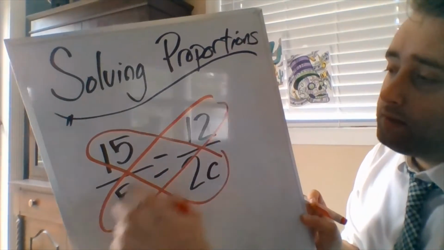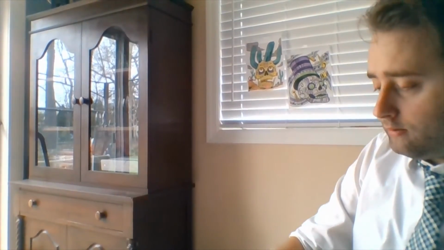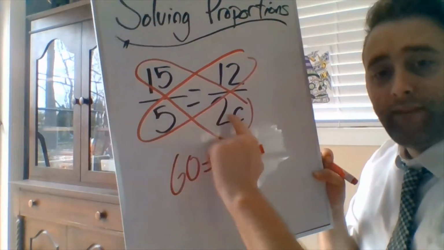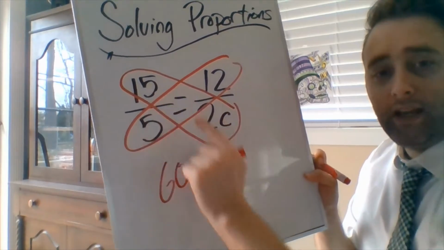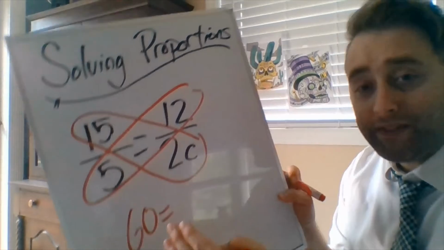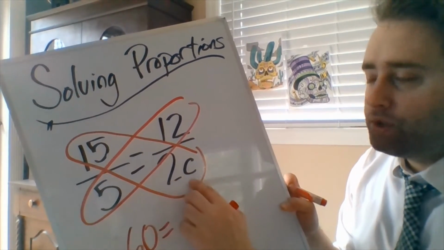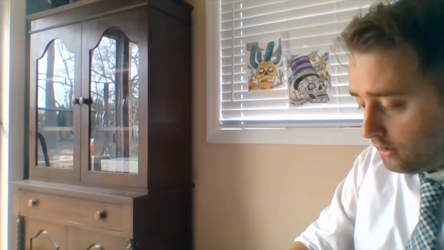So, 5 times 12, 60. 15 times 2c. So that means you're going to do 15 times 2. What's 15 times 2? 30. But there isn't just 2, it's 2c. So it's 15 times 2 is 30, but it's 15 times 2c, so it's 30c.